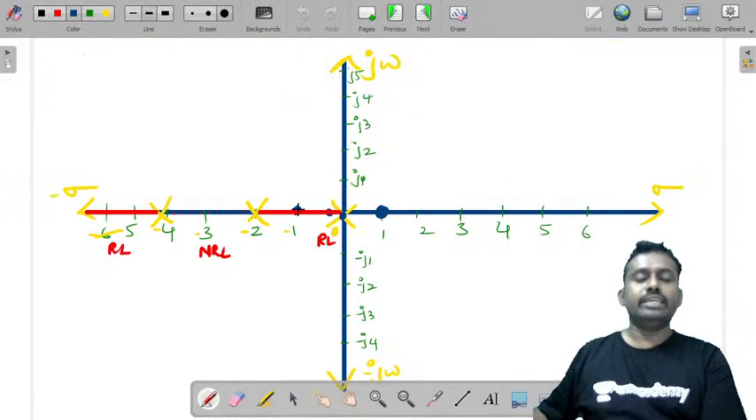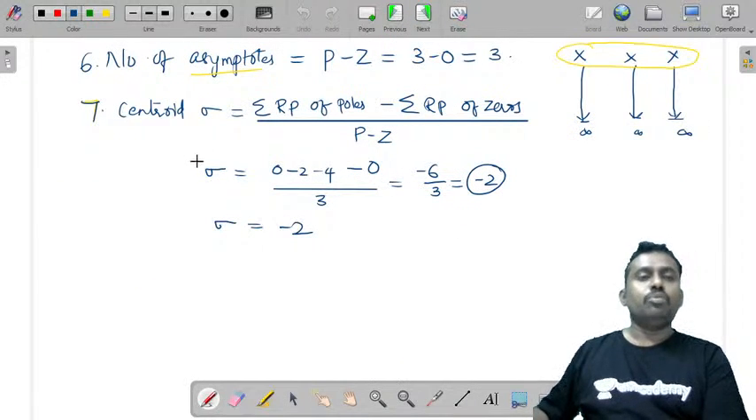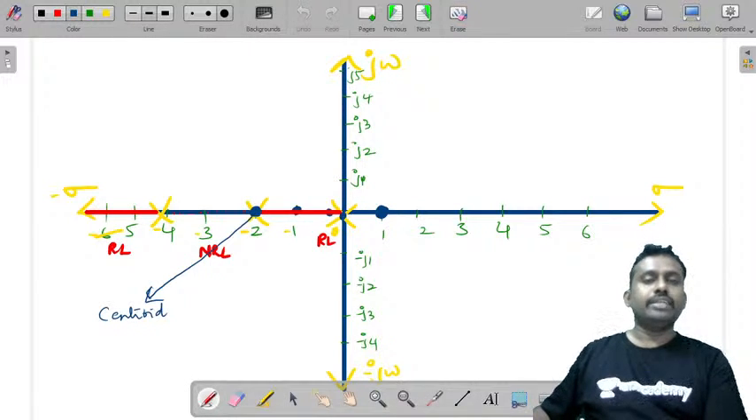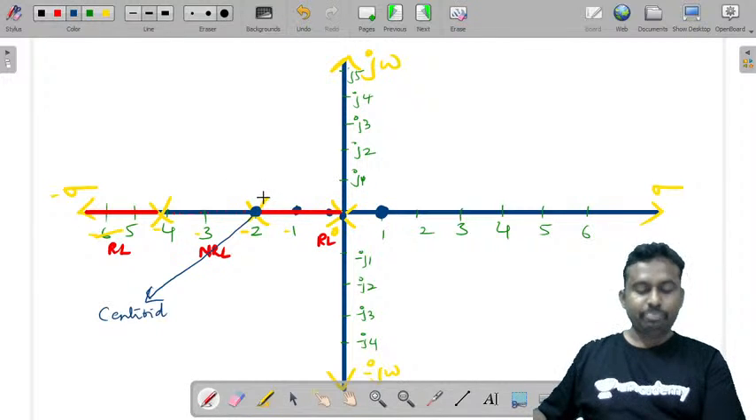Let us represent this on the graph. So this point is the centroid. What is the centroid? The centroid is the point of intersection of asymptotes. That means all these straight lines must be drawn from this point, minus 2. But how do we need to draw them? How many lines do we need to draw? We know that there are three. Three lines have to be drawn. How should I draw them?